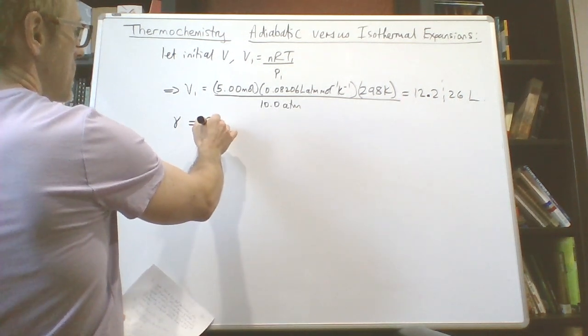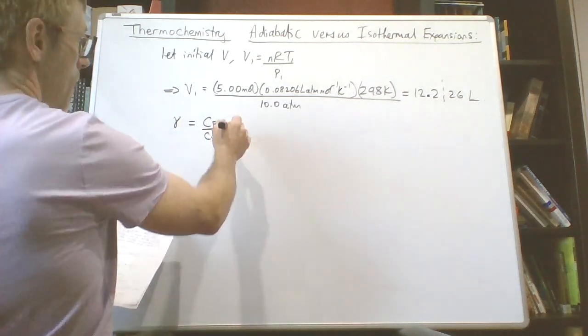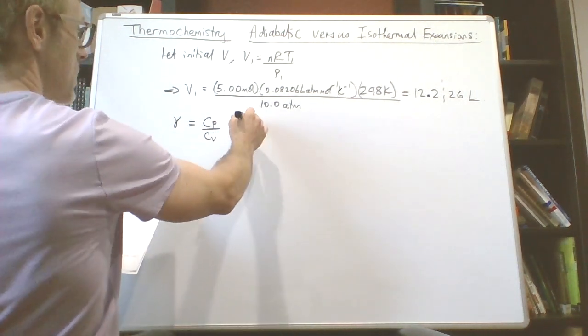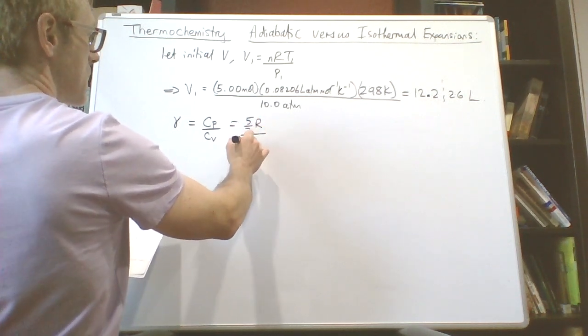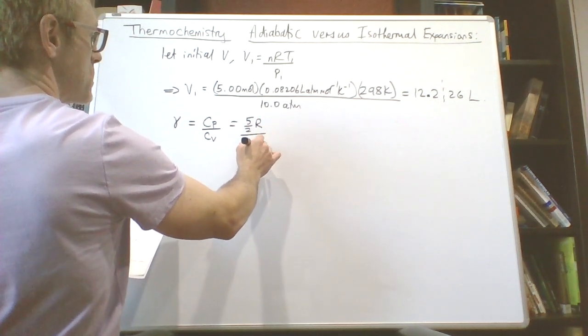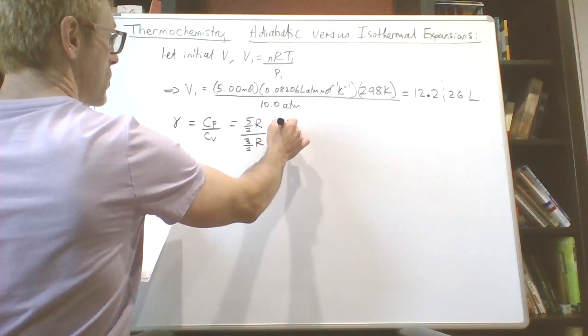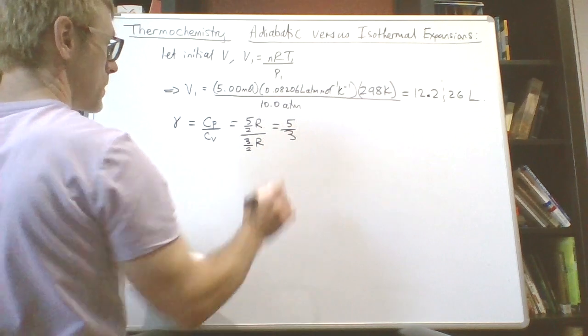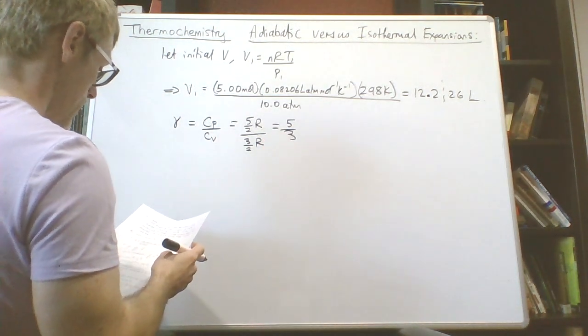Recall gamma is a ratio of Cp over Cv. And recall Cp is 5 over 2 multiples of R, and Cv is 3 over 2 multiples of R. So this is just the constant 5 over 3. Okay, so that's how you incorporate gamma.